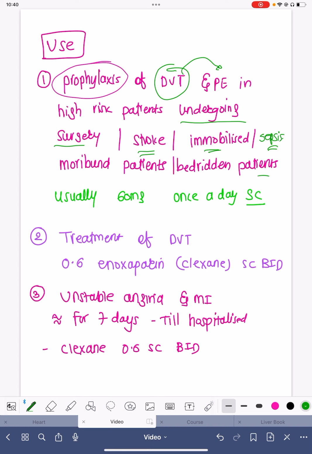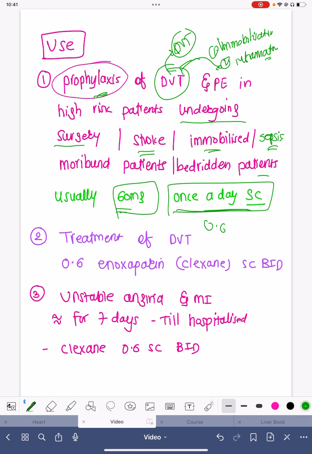or those patients who have very bad pneumonia, elderly, immobilized, and with high inflammatory markers. There, the chances of DVT are very high because of poor mobility and because of inflammation. So immobilization or poor physical activity and inflammation are among the most important factors for development of thrombosis or deep venous thrombosis. So to prevent that, a prophylactic dose of Clexane can be given, usually 0.6 ml or 60 milligram once a day. So for prophylaxis, a once a day subcutaneous dose is sufficient.